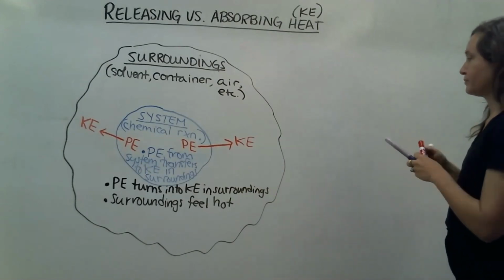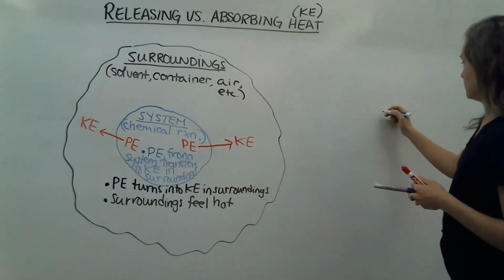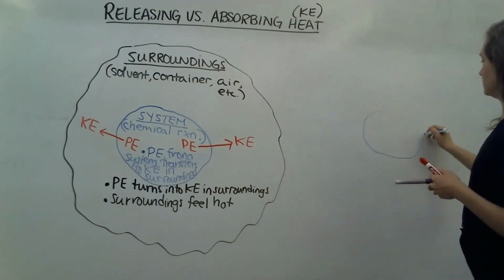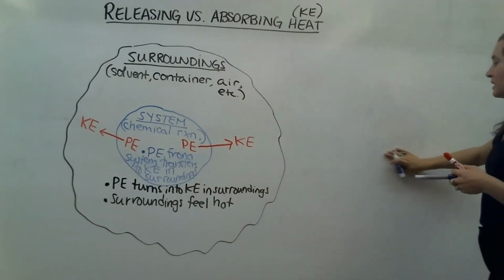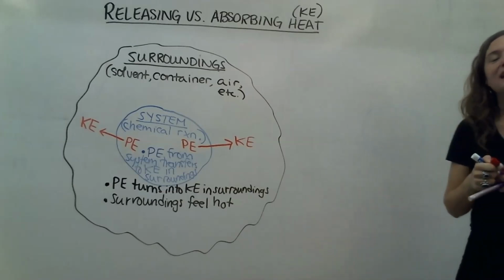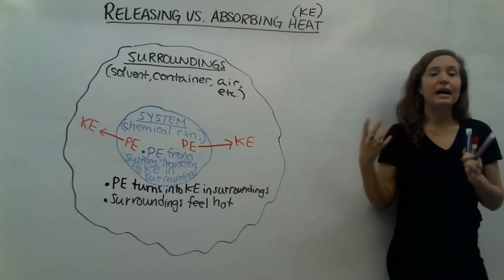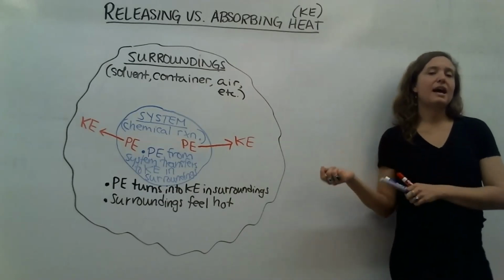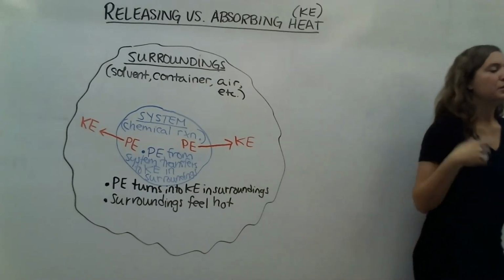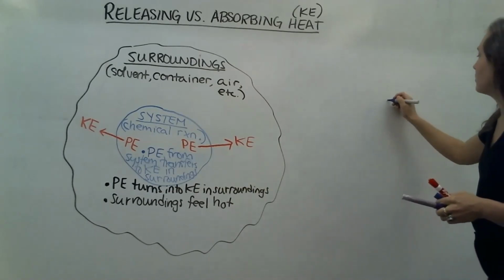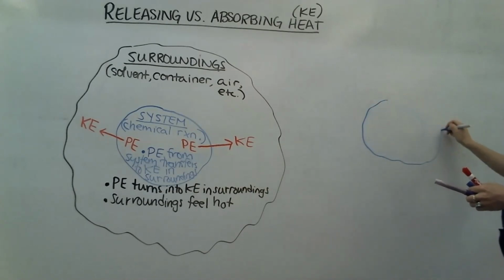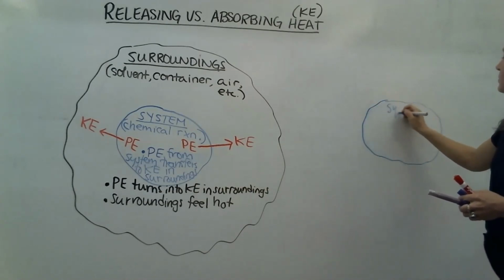There's another option that happens during chemical reactions. And when I say option, I don't mean that the reaction just decides which one to do. It actually has to do with the type of bonds in the reactants and the types of bonds in the products, which we'll talk about a little bit more in a second. So here again is our system.